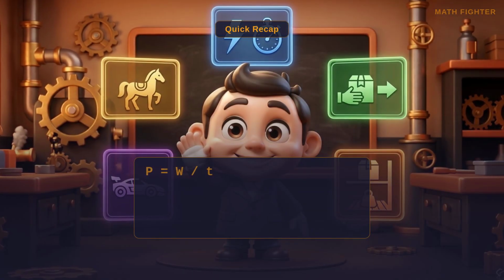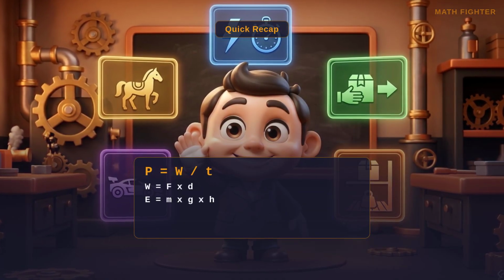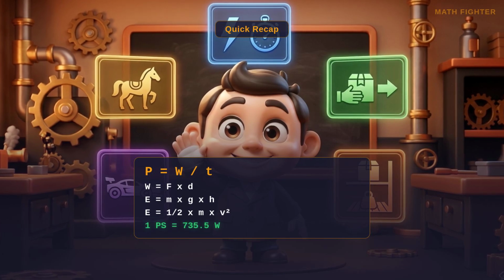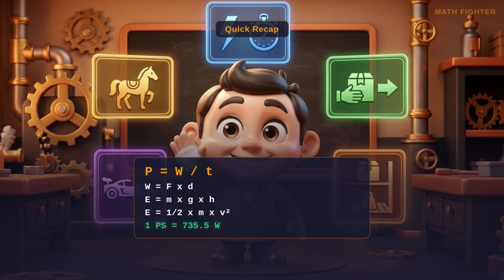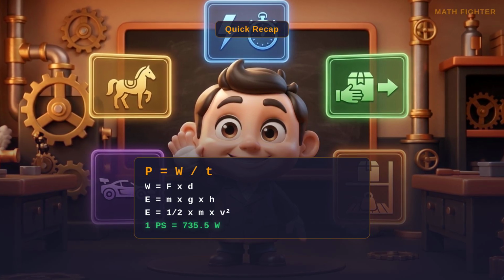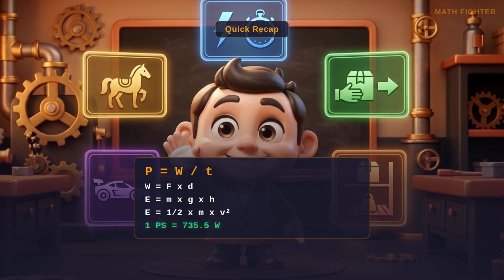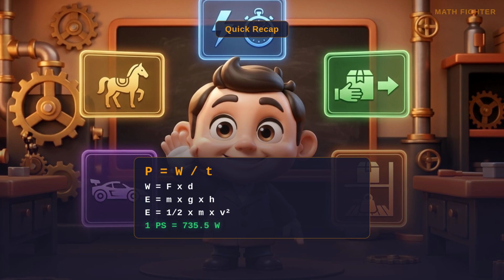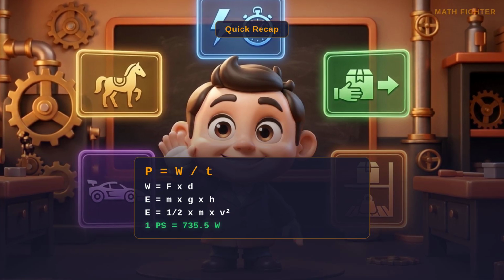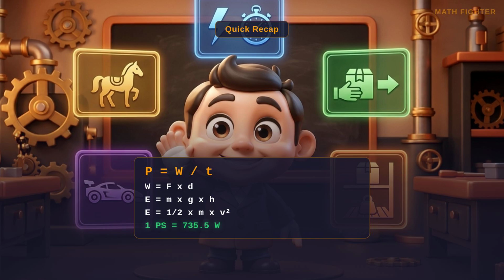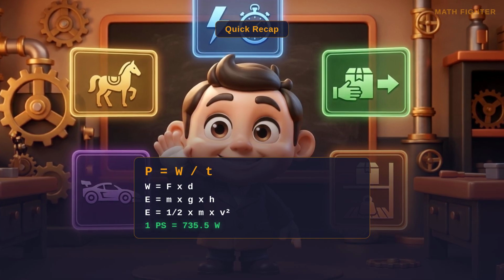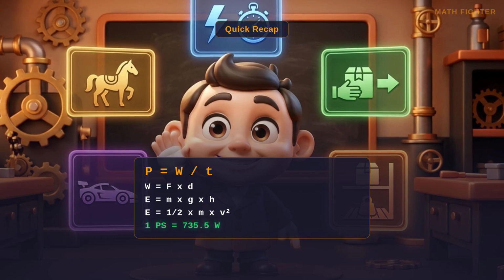Let's do a super quick recap. Power. P equals W over T. Work. W equals F times D. Potential energy. E equals M times G times H. Kinetic energy. E equals 1/2 mv squared. And horsepower. 1 PS equals 735.5 watts. You've got all 5 formulas, now let's see them in action.